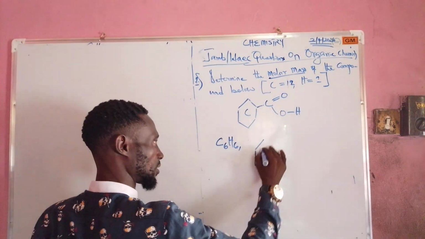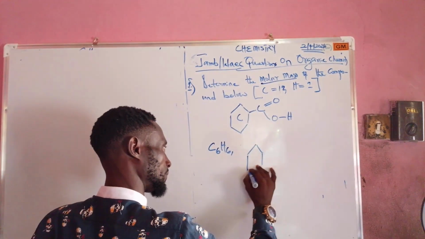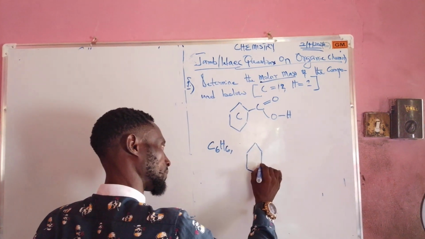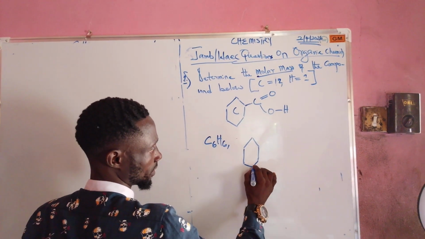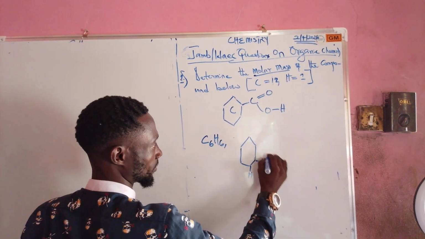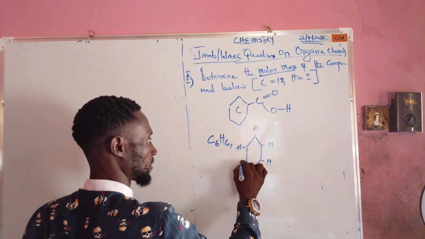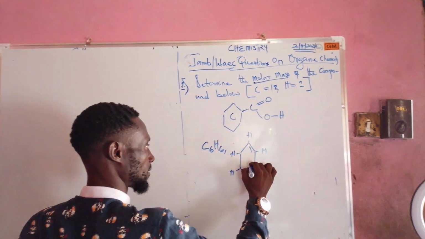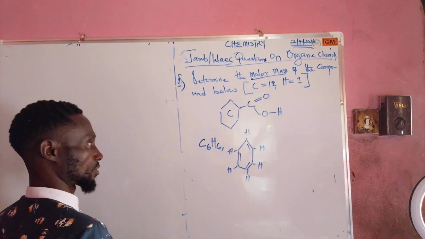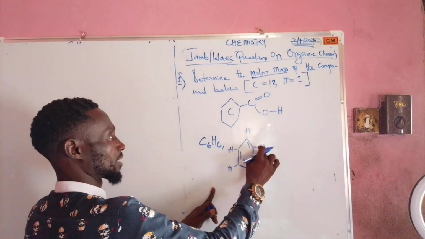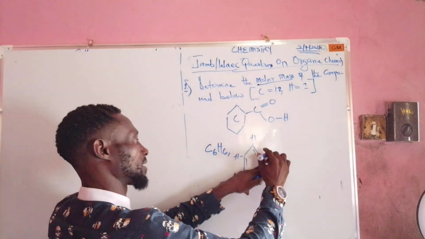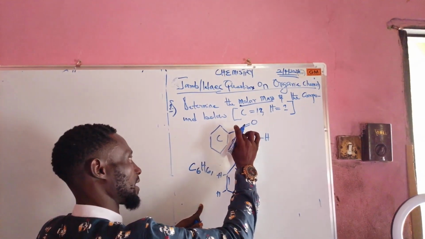Benzene structure is drawn this way. There is a hydrogen atom, there is a hydrogen atom, there is hydrogen, there is hydrogen, there is hydrogen, there is hydrogen. Now this is the benzene structure. But in this case, one of these hydrogen atoms has been removed. It's now been replaced with a carboxylic group.